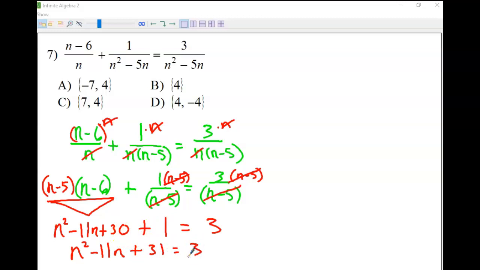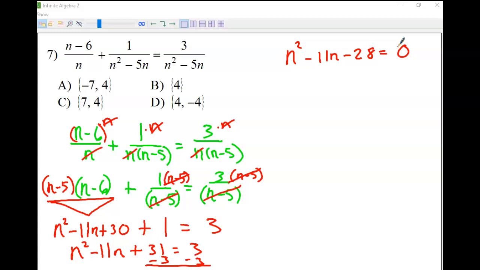When you have a quadratic equation, what you want to do is get it to equal 0. So we're going to minus 3 on both sides like that. And what that's going to end up giving me is n squared minus 11n, and I believe minus 28. Now you could solve this using the quadratic formula, but I'm going to use factoring. Any of the problems you guys end up having should be factorable.